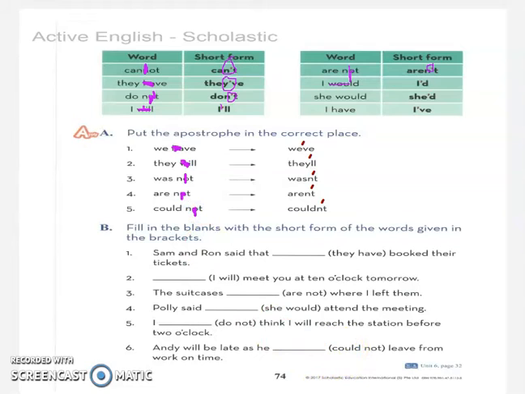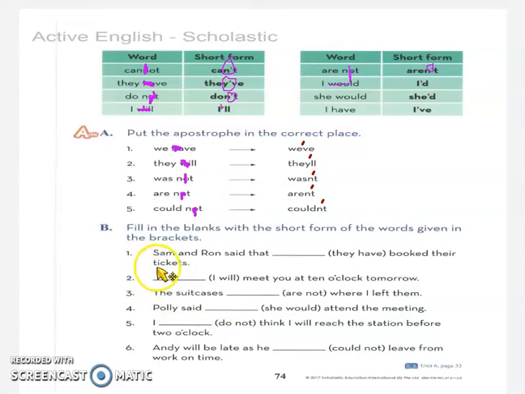Question A. Let's go to question B. Fill in the blanks with the short form of the words given in the brackets. Here, my students, in this question we have the long form and we will write the short form using the apostrophe.